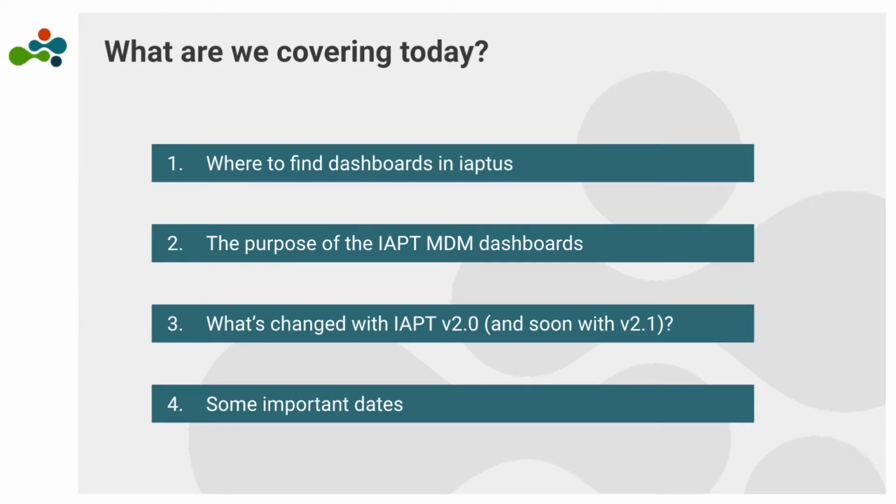I'll start with a brief introduction of where you can find the dashboards in iaptus. Then we'll focus on the IAPT MDM workbooks, their purpose and where the calculations and definitions come from. Then we'll spend the majority of the time looking through what's changed with the v2.0 dataset, what this has meant in terms of changes to the dashboards, and we'll tackle some of the most frequently asked questions that we receive in support logs. We'll also touch on the small-scale changes that you can expect to see in these workbooks, with v2.1 coming in April, before wrapping up with some important dates and ways to keep in touch with us.